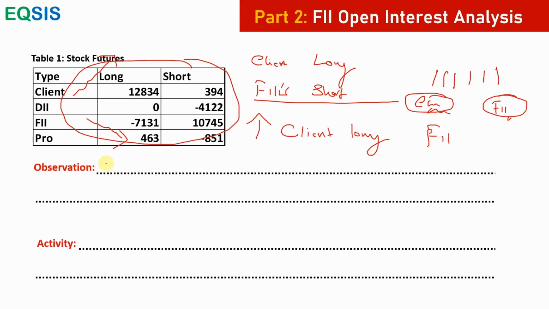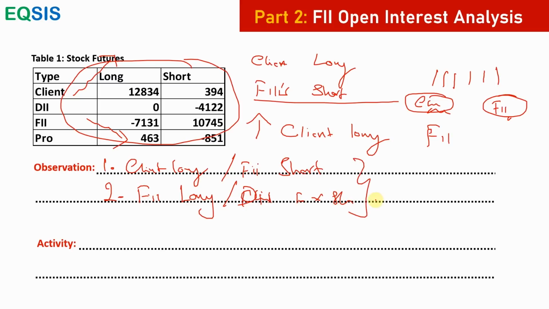So if you ask me what my observation 1 is, it is that clients are creating their long positions and FIIs are creating short positions. That is my first observation. And number 2, FIIs are exiting their long positions and, not clients, it is domestic institutions are exiting their short positions. If you ask me, the accuracy level is close to good, because I don't see anybody decreasing the open interest except the FII.